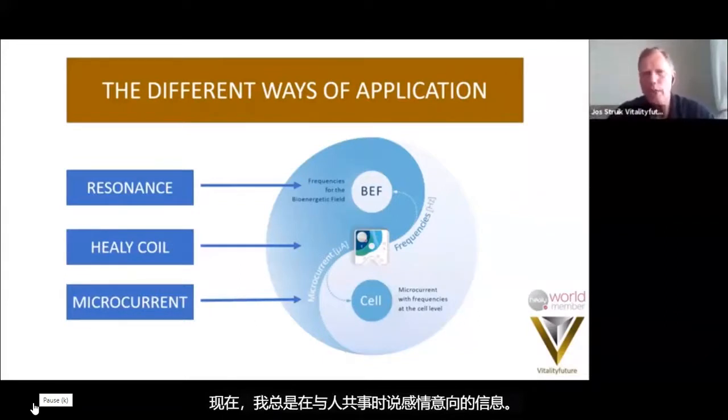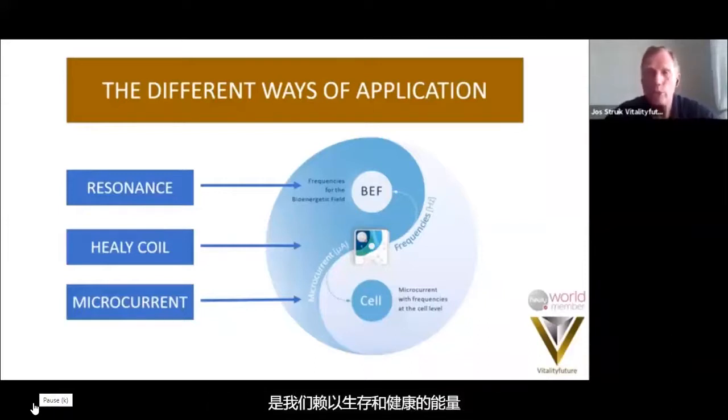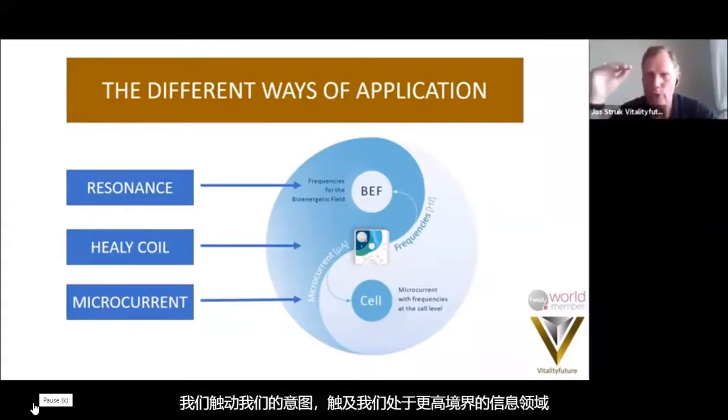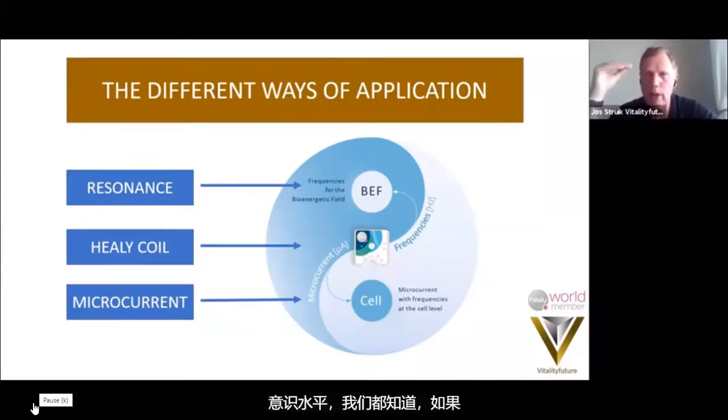Now, I always say that when working with the microcurrent, we work bottom up. We start at the physical level, we support the cells, and when the cells become better in energy production, our whole body gets more energy, and that is the energy we use to live and be healthy. On the other hand, with Healy resonance, we touch what we think and what we feel. We touch our intentions. We touch the information field. We are at a higher level of consciousness.